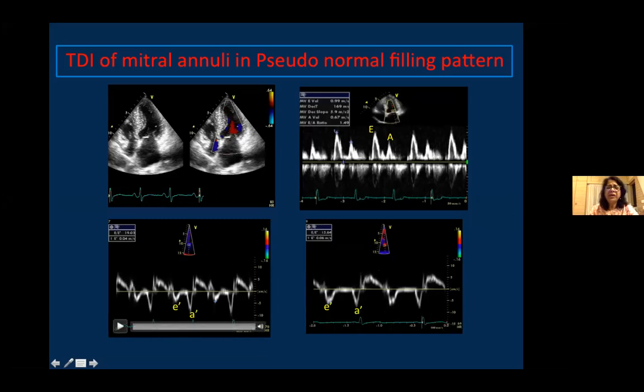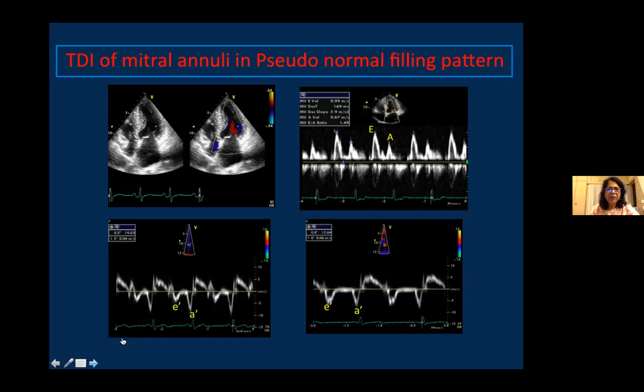So tissue Doppler imaging will never let you down. It gives the actual picture, like E prime is less than the A prime in both the septal annulus as well as lateral annulus. Though in pulse wave Doppler of mitral inflow, we got E wave more than the A wave, tissue Doppler gave the actual picture where E prime is less than the A prime, because tissue Doppler imaging does not get affected by the raised LA pressure.